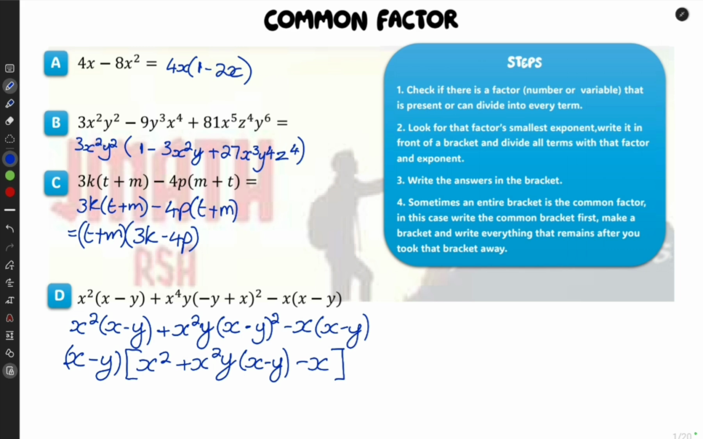So now to finish the sum, I need to multiply or distribute in the second term. So the first bracket just stays like it is, x minus y. This now becomes a round bracket, x squared plus x 3y, and then minus x squared y squared minus x, close the round bracket. That is my final answer. So it gets a bit tricky, but just follow the same steps.